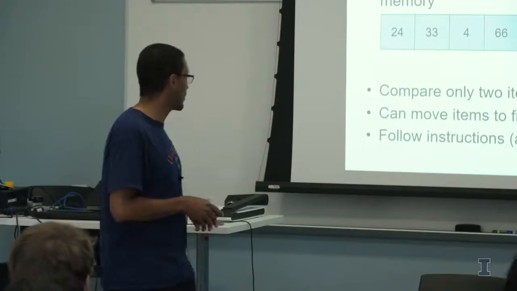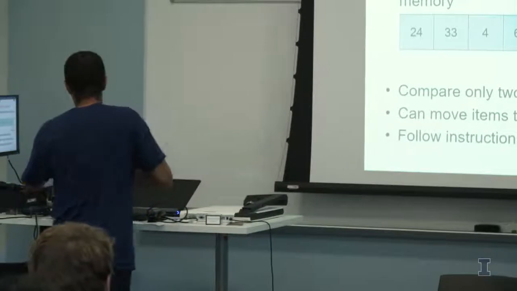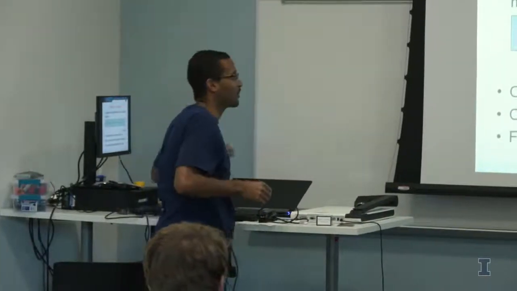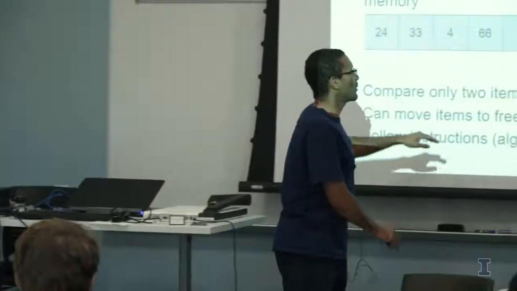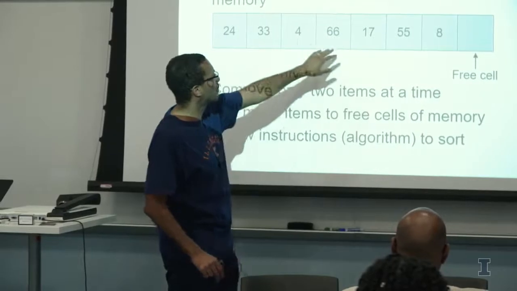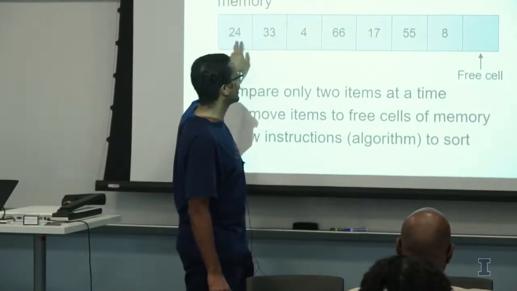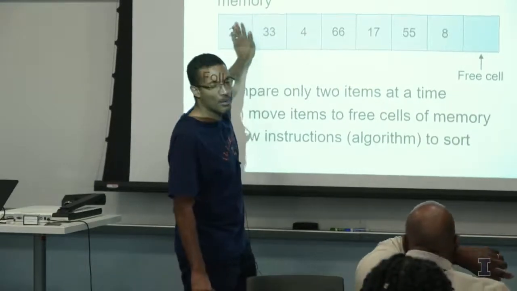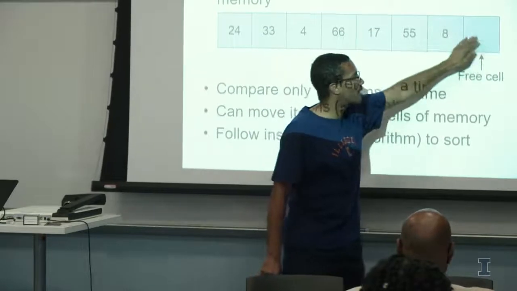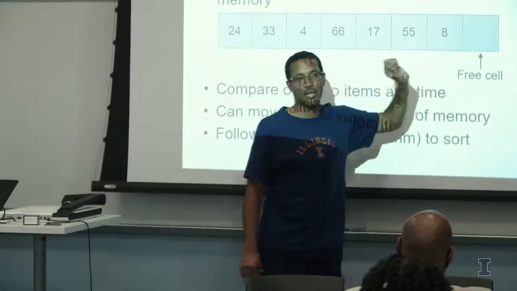So typically what we would have is free spaces in the memory, and we have our list of numbers. And if we want to, for example, move the number 8 to the beginning, we can't just move the 8 to the 24 and write over it. We have to first save this information by moving 24 to the free cell, copying 8 to this first position, and then moving 24 to where 8 was.